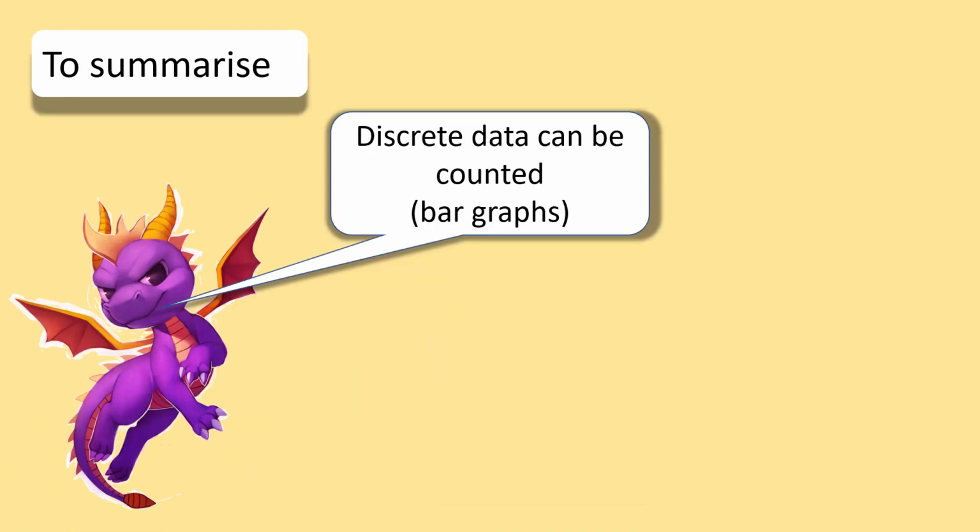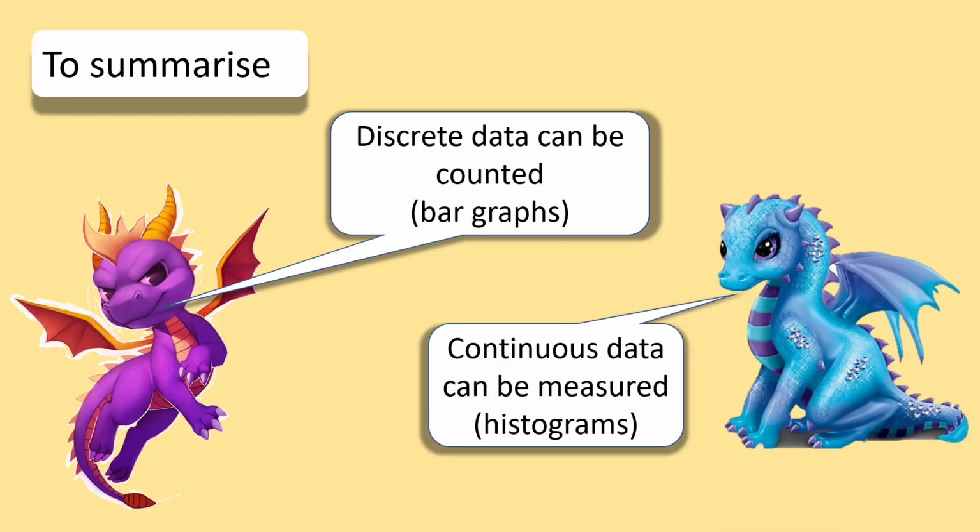To summarize, discrete data can be counted and we use bar graphs. Continuous data can be measured and we use histograms.